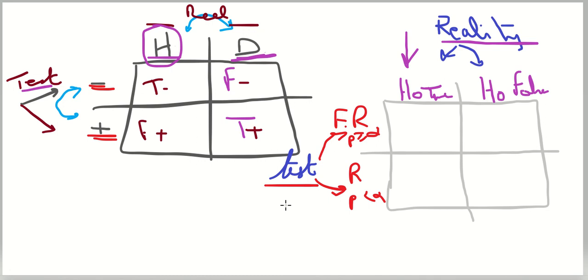And two things can happen: either you fail to reject or you reject. So let's see the four possible scenarios. If the null is true, and notice I said if the null is true, so it's a condition. If the null is true and you fail to reject the null, then you made a correct decision. This is correct. That's a good thing.